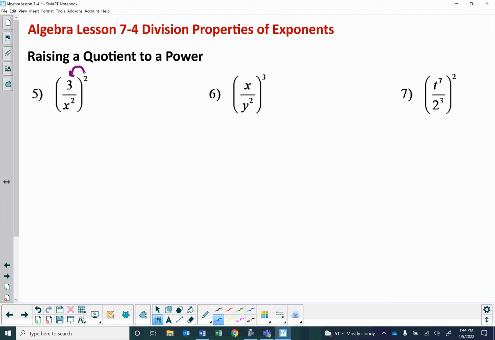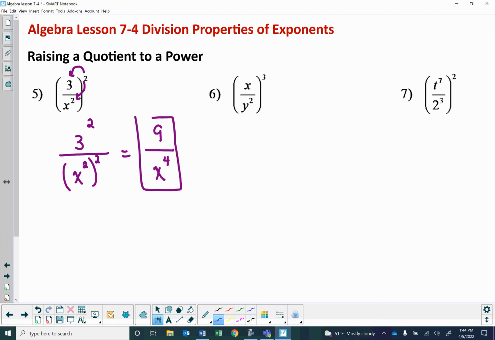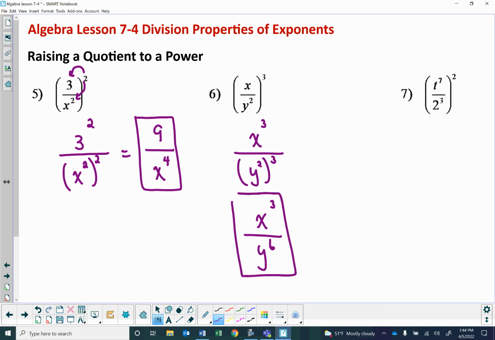So this square is going to go here, and it's also going to go here. So that gives me 3 squared over x squared. That's basically what it's saying. Well, 3 squared is 9. A power raised to a power is multiplied, so x to the 2 times 2 is 4. So 9 over x to the 4th. Problem number 6 here, if I distribute that cube, I get x cubed over y squared quantity cubed, which is x to the 3rd divided by y to the 6th, because a power raised to a power is multiplied.